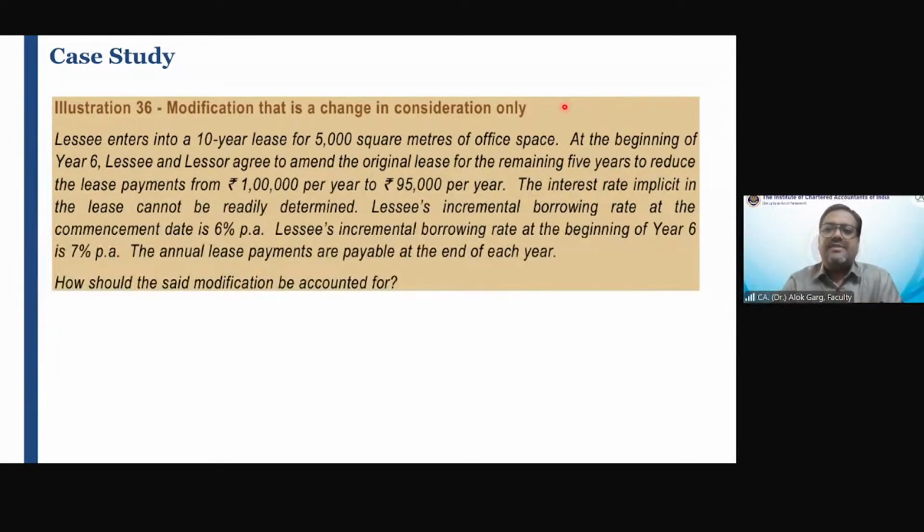Okay, now let's discuss this question. The interest rate implicit in the lease cannot be readily determined.